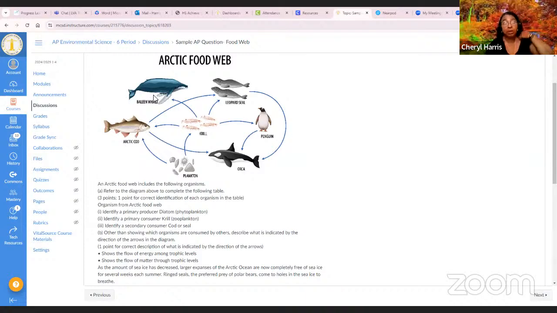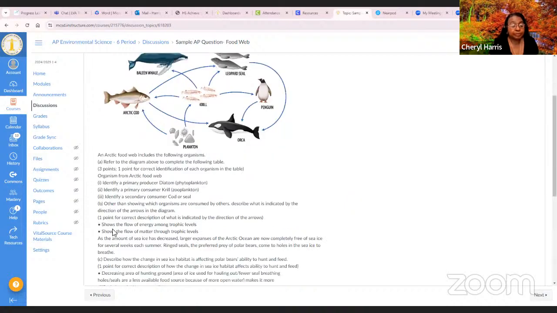So if you look at this diagram, actually several things eat the krill. The baleen whale feeds on the krill. The seal, the leopard seal, and the penguin all feed on the krill. So there's several things going on here, but they only ask you about those. Okay. So basically, what I've done for you is I've identified them for you.